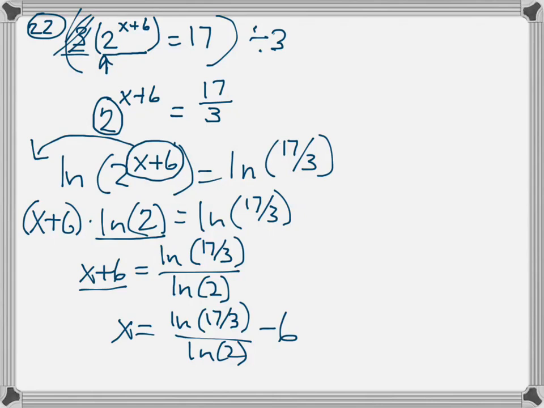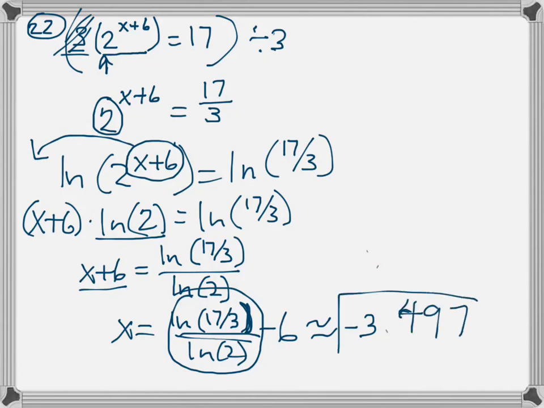So when you put this in the calculator, my suggestion is just put this fraction in there first, natural log of 17 divided by 3, close your parentheses, divided by the natural log of 2, hit enter, subtract the 6 from it, and we should get negative 3.49. What is going on? Negative 3.497.